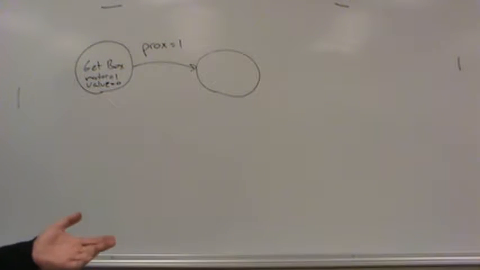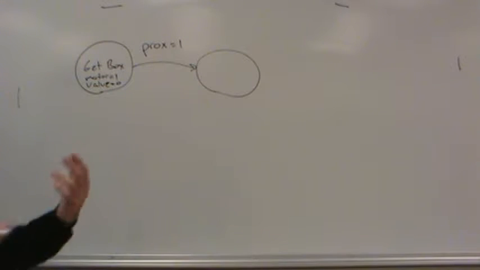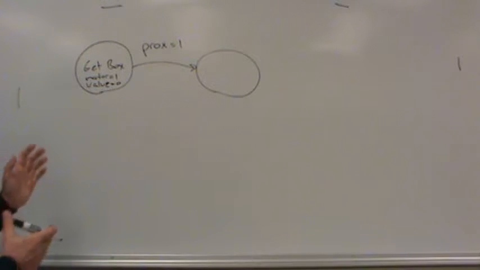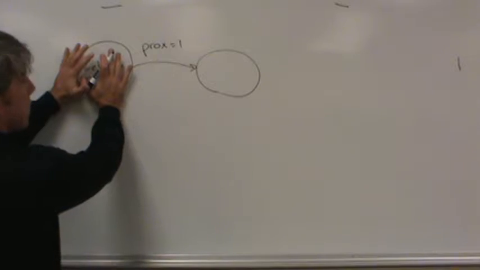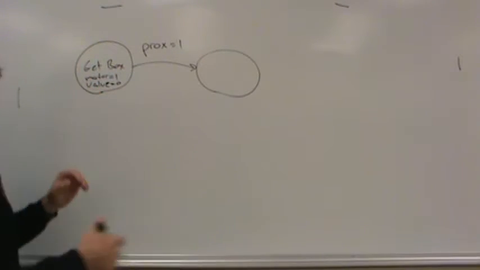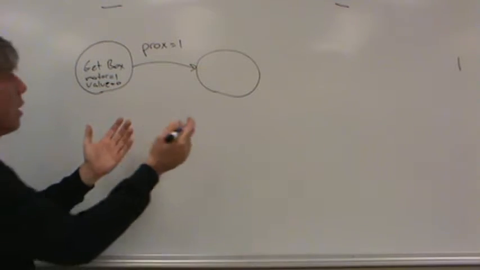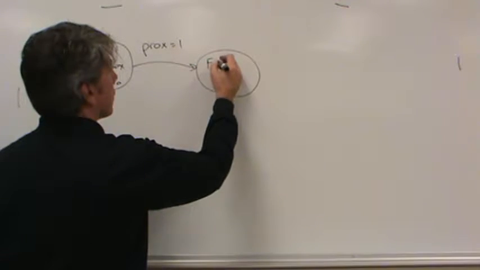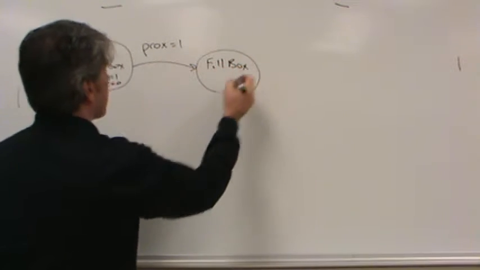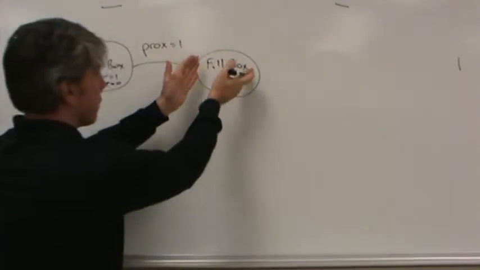We don't want to leave the motor on at that point, right? We're not getting a box. We've got a box. We've succeeded. We've accomplished the purpose of this state. Now we're going to come back to it later when we go to get the next box. But for now, we've got a box. What do we want to do now? Well, we want to fill the box. And see how this breaks down naturally? Get a box, fill the box.